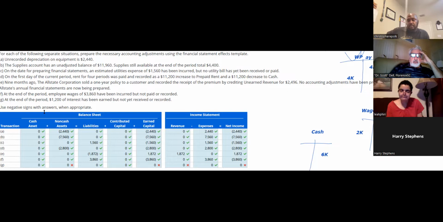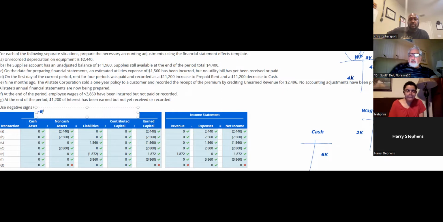So how would this look over here? Obviously this is not on the problem, but I have cash going down 6. I don't have any other assets being affected. I have my payable, and when I write this check, it goes down 4,000. I had a 4,000 balance, so I have a negative 4 over here in liabilities.